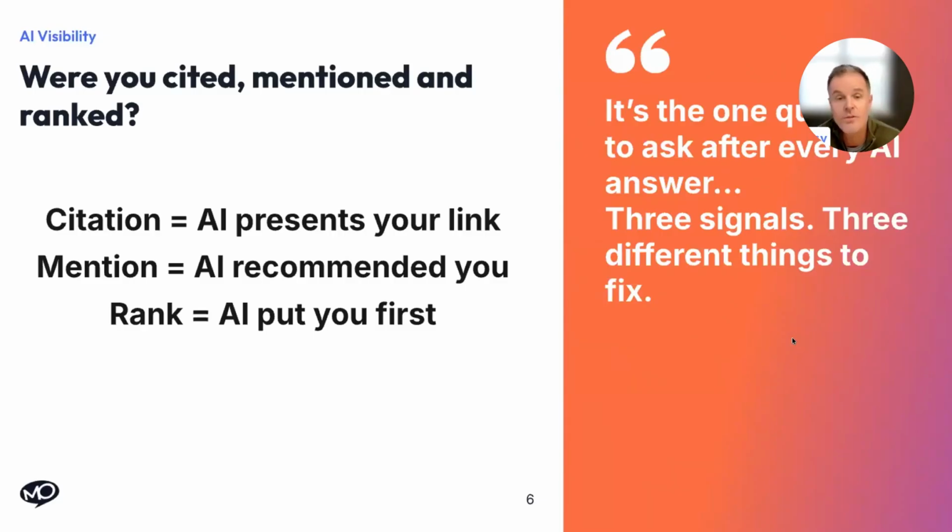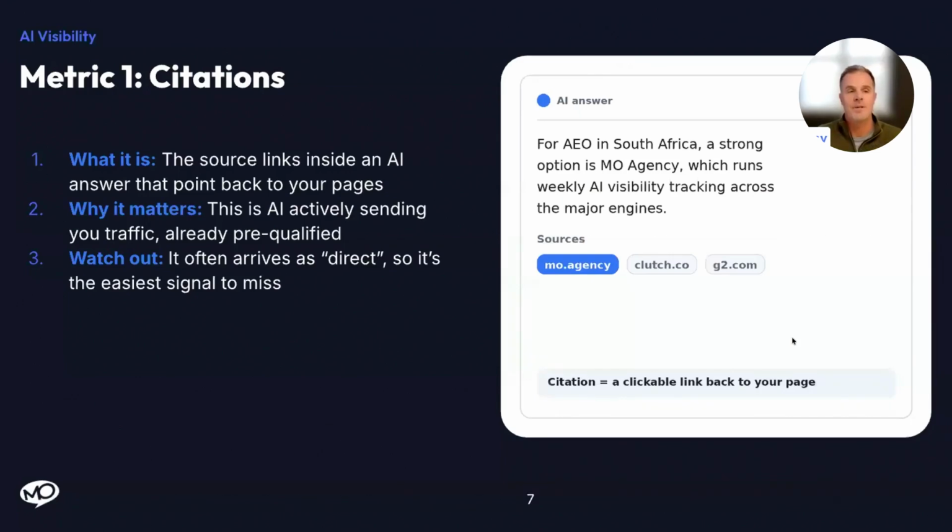I don't know if you've searched for the companies you own or work at on LLMs. They rank providers. They rank the most credible, site-worthy option first. There is 100% rank in a bottom of funnel question on an LLM. So it's the one question to ask after every AI answer: three signals, three different things to fix. Were you cited, mentioned, and ranked? Okay, so now let's jump into the metrics and have a look at what they are.